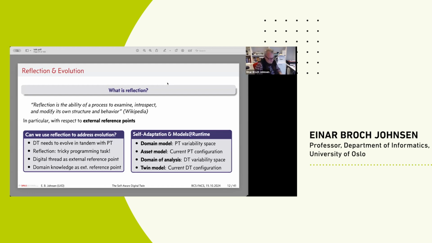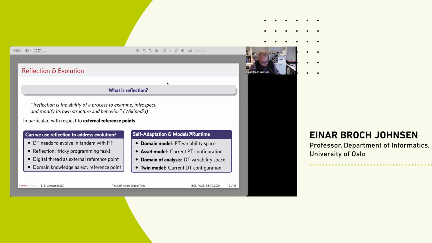I should mention also at this point that what we are doing now is very related to this concept of models at runtime, where the software is maintaining a model and using this model to make decisions. And this model that we are going to work with has several components. We have the domain model, which we can think about as the variability space of the physical system. We have the asset model, which we can think about as how the physical system is composed right now. Then we have the domain of analysis, which is really the variability space of how we want to configure our digital twin.